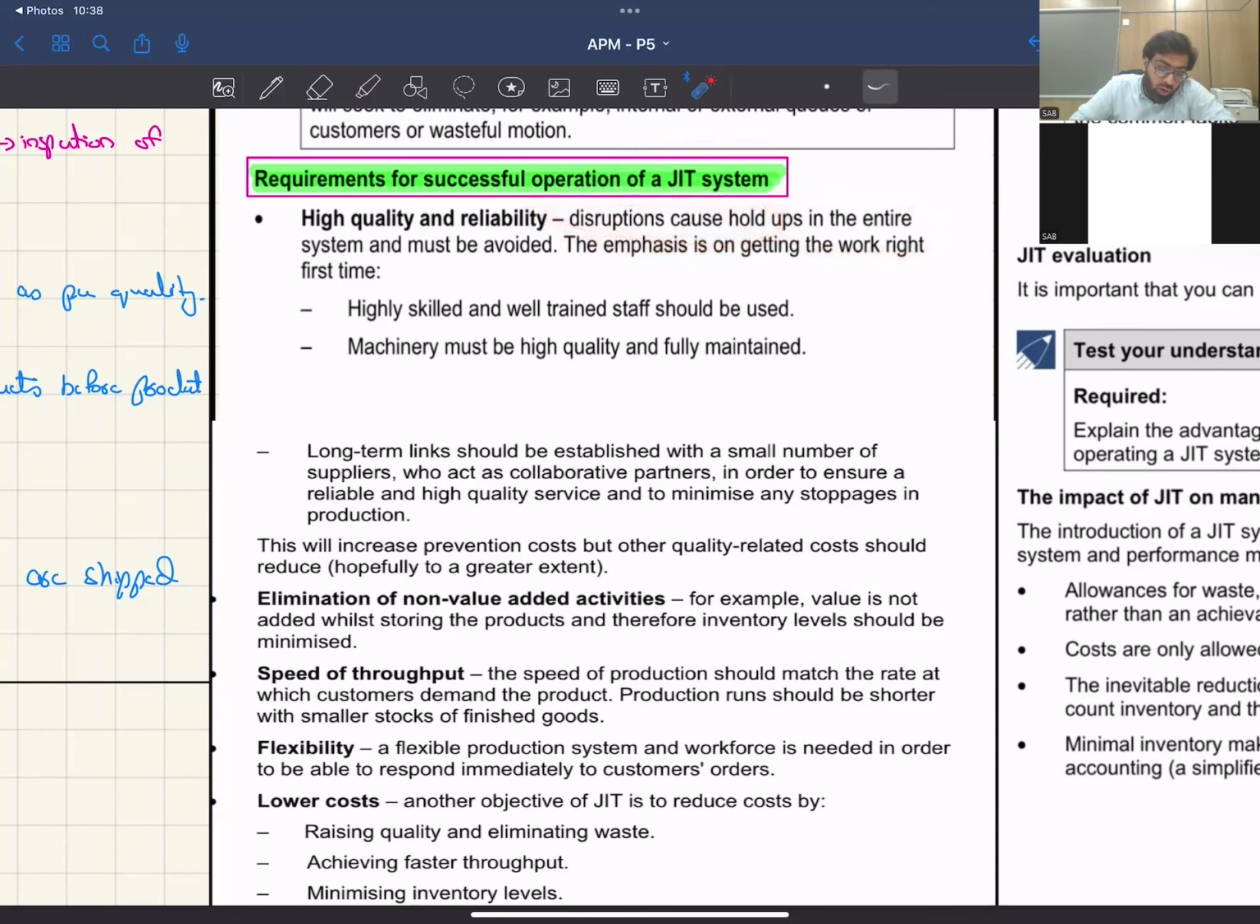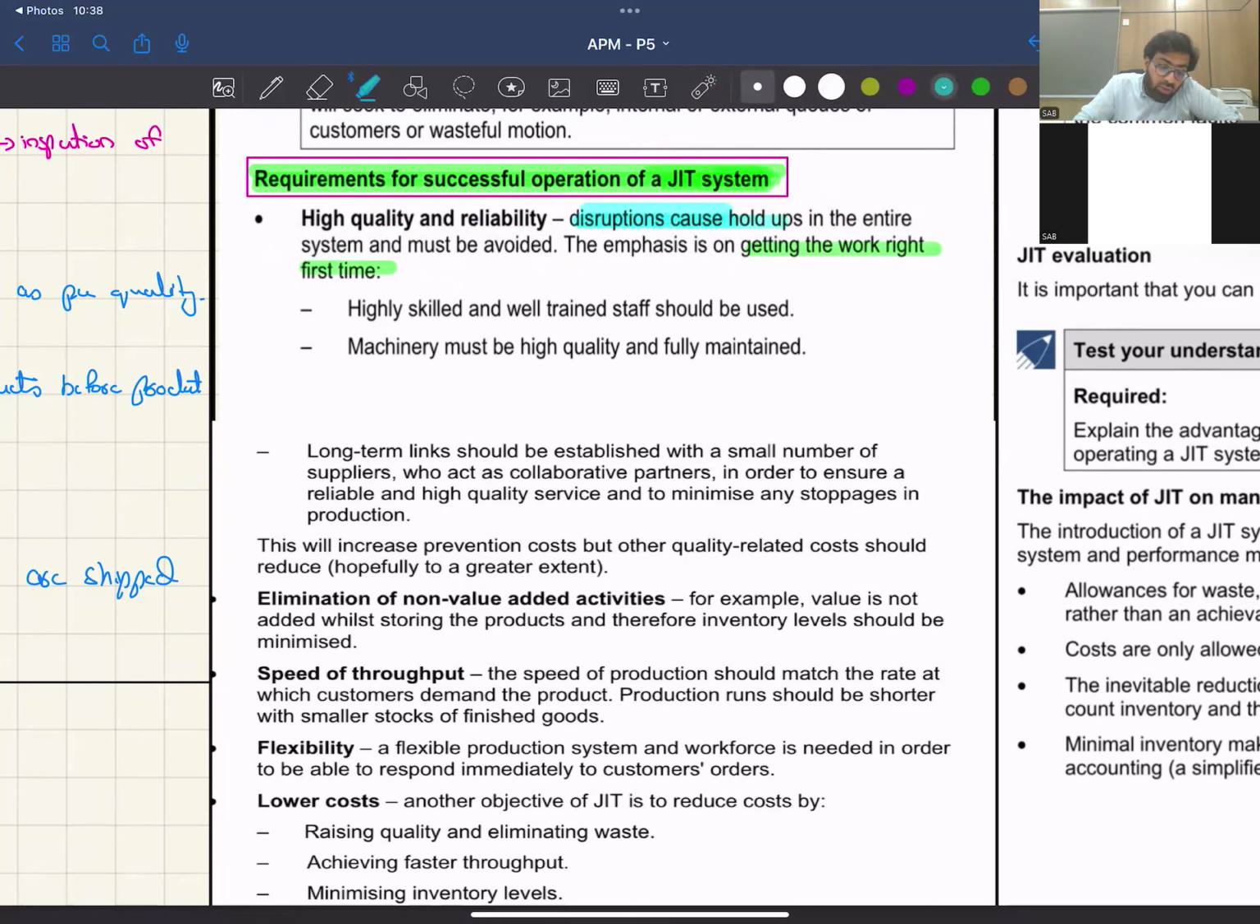You cannot expect disruptions, because it holds up the entire system and must be avoided. And the emphasis is on getting the work right first time. This is the first pillar of JIT, that you cannot expect or face disruptions.